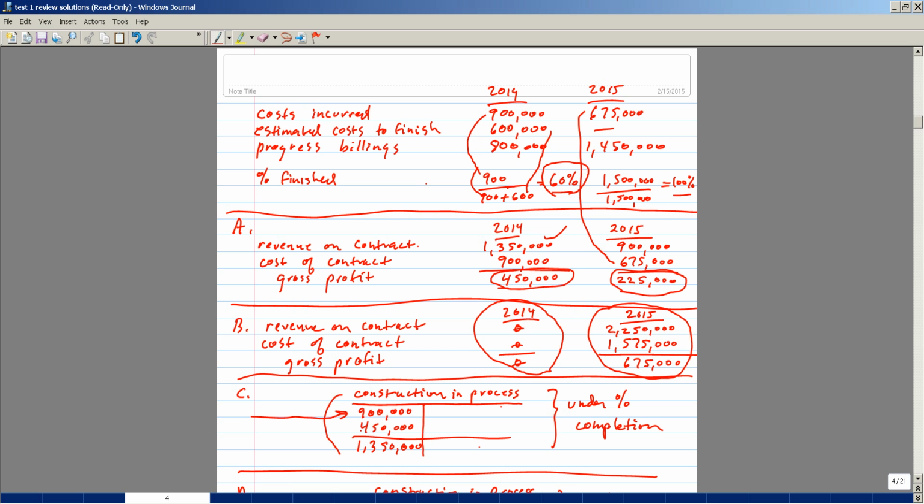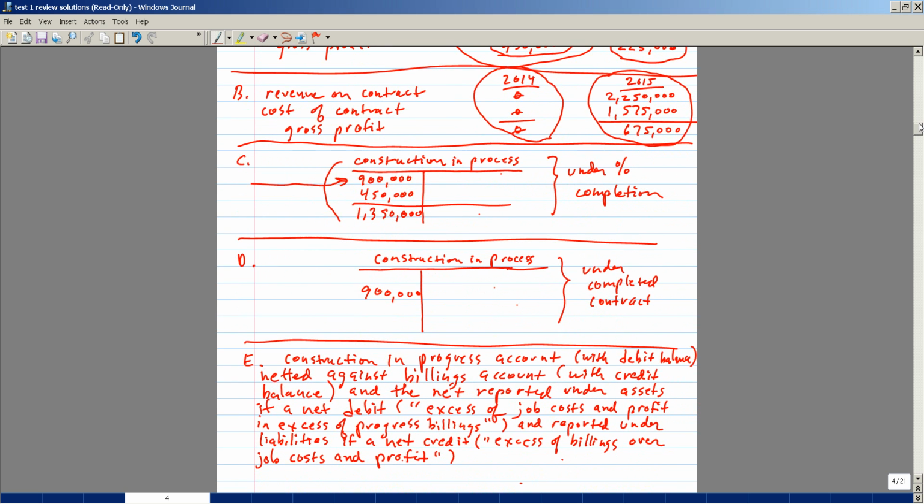Then at the end of the year, we prepared an adjusting journal entry to book this profit on our income statement, and the entry was credit revenue on the job, $1,350,000, debit cost of contract, $900,000. So that's how we got these two numbers on the income statement, and the offsetting debit to those entries was $450,000 profit on the job, which went as a debit to the construction in process account. Okay, so that's part C of the problem.